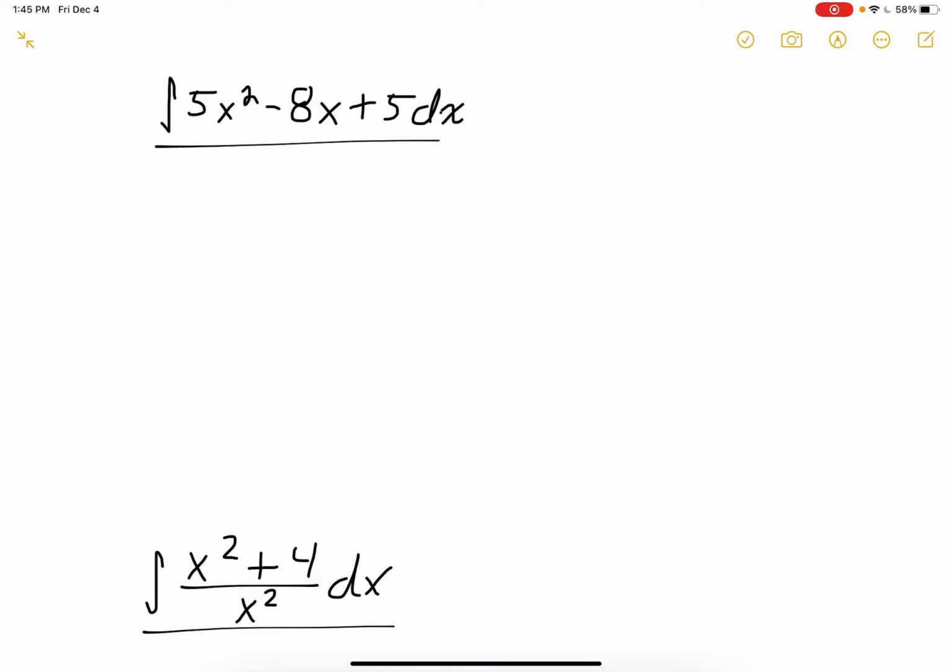Today we're looking at integration problems. We're going to stick to the foundational problems, so we're not going to look at U substitution or integration by parts. With that being said though, let's jump on in.